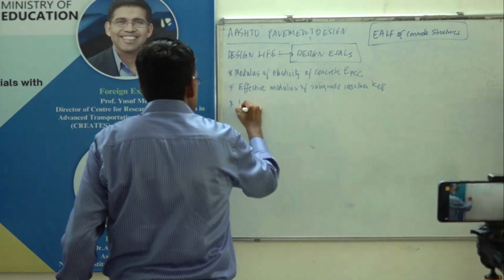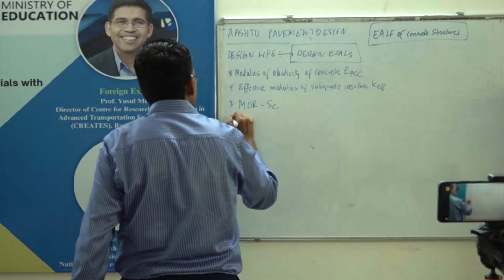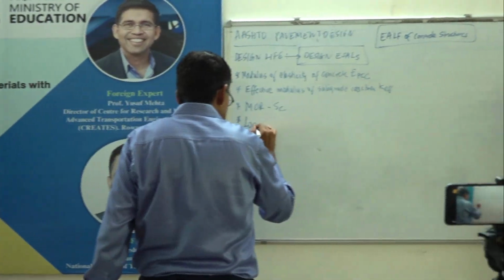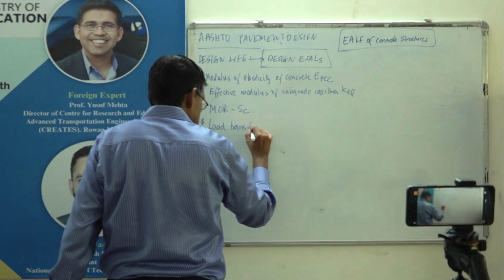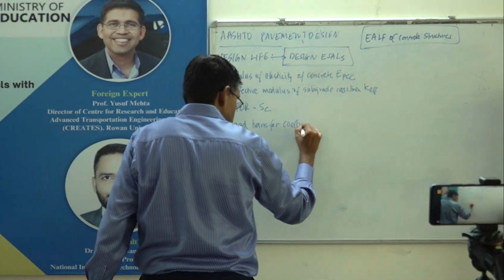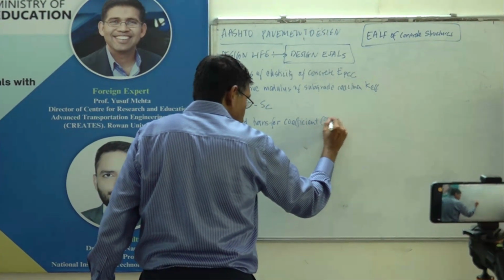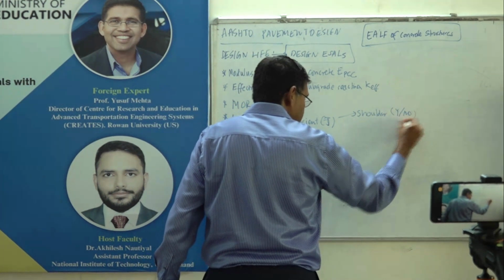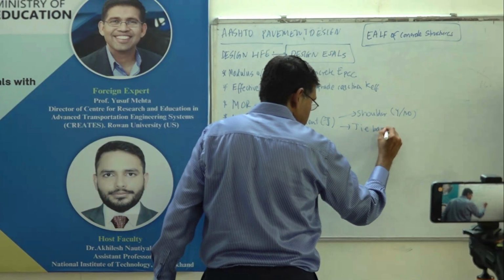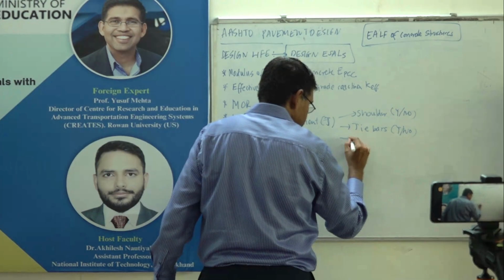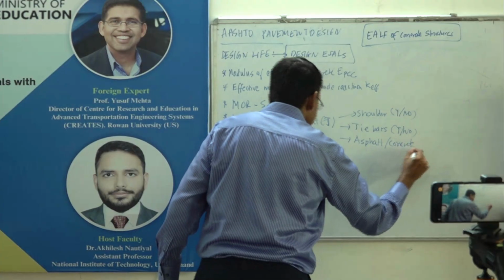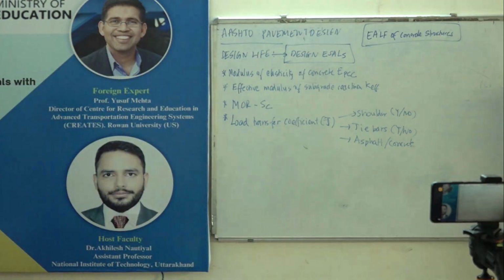MOR, modulus of rupture, or SC, that's the concrete flexural strength. Then load transfer coefficient, J. That depends on whether you have a shoulder, yes or no, right? Tie bars, yes or no, right? Asphalt shoulders, asphalt or concrete, something like that, right? So this is looking at all the load transfer coefficients. Okay, so of course, the better the load transfer, the lesser the stresses.